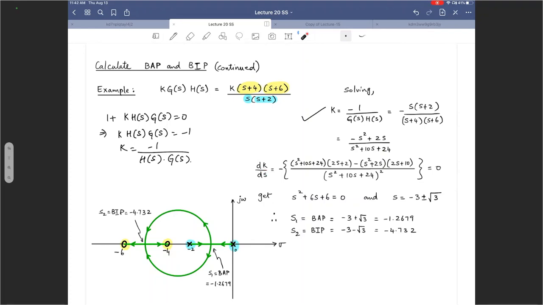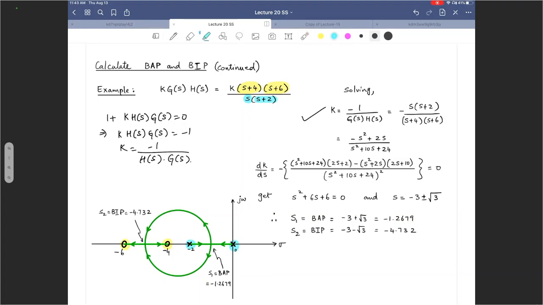When you differentiate k with respect to s and equate to 0, you have this big expression that you're trying to equate to 0 here. Once you do that, you will see that you end up with a quadratic in s, and s equals negative 3 plus or minus square root 3, right? So this gives you a few points. For example, s1, the breakaway point, is going to be negative 1.2679.